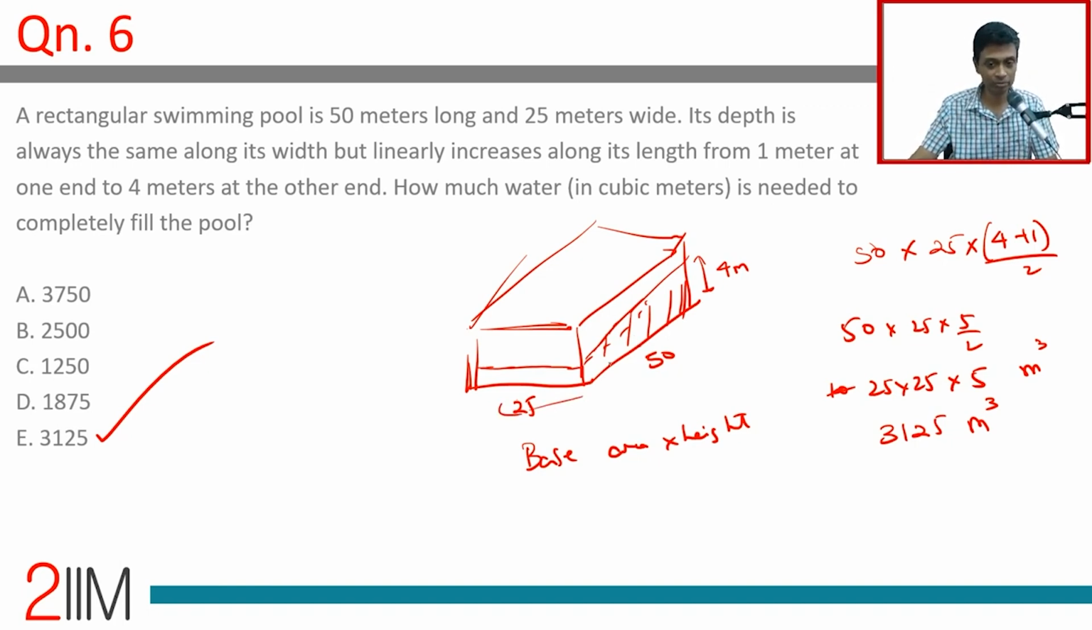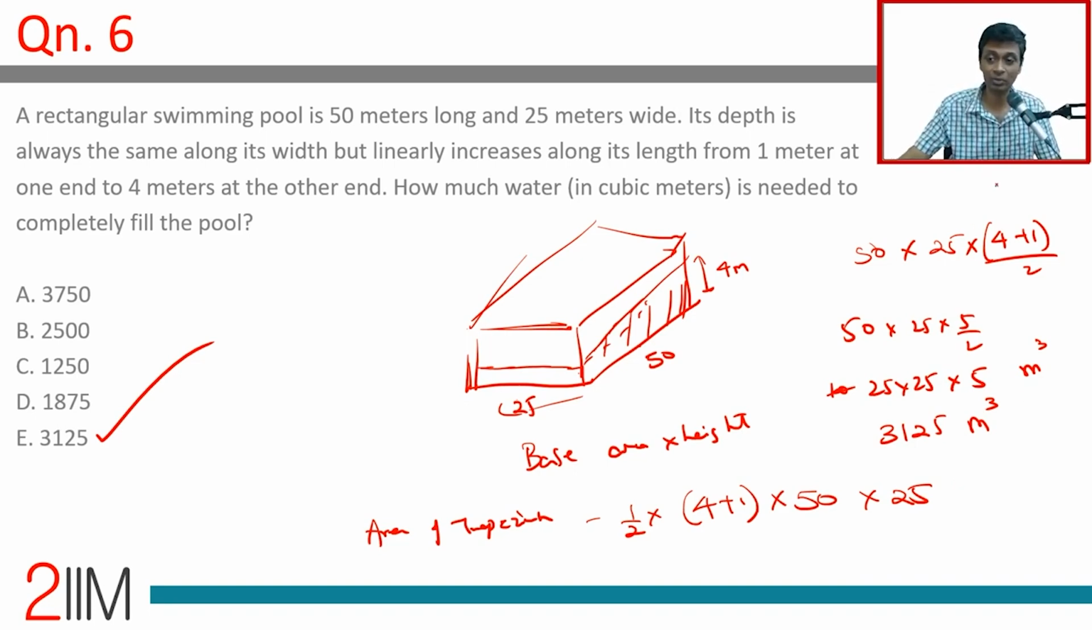Area of this trapezium, height is 50, parallel sides are 4 and 1. So area of trapezium is half into sum of the parallel sides into distance between the parallel sides. That base into a height of 25 is volume. That's the other way of imagining it, instead of just taking 4 plus 1 by 2. 4 plus 1 by 2 works. 4 plus 1 by 2 is 2.5.